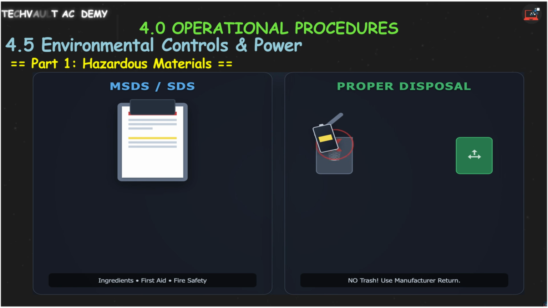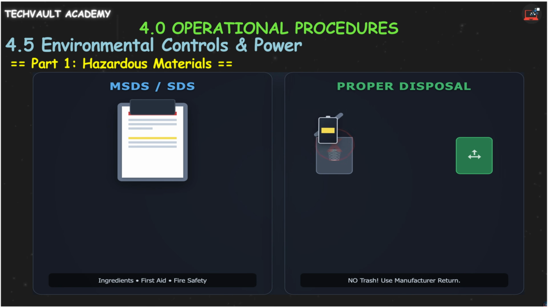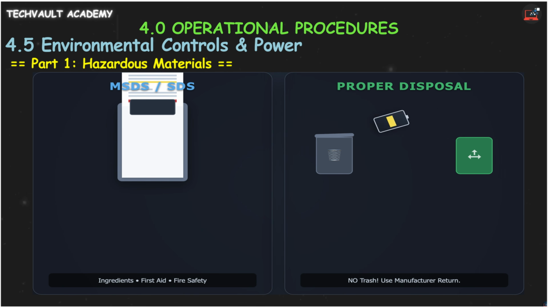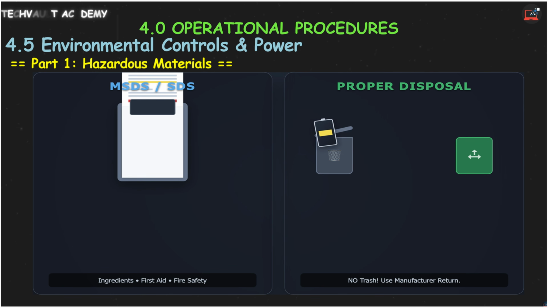You might also see it called the SDS, or Safety Data Sheet. They are exactly the same thing. Mandated by OSHA, this document is your cookbook and first aid manual for hazardous items like toner and batteries. It tells you exactly what is in the product and how to safely handle a spill or fire.